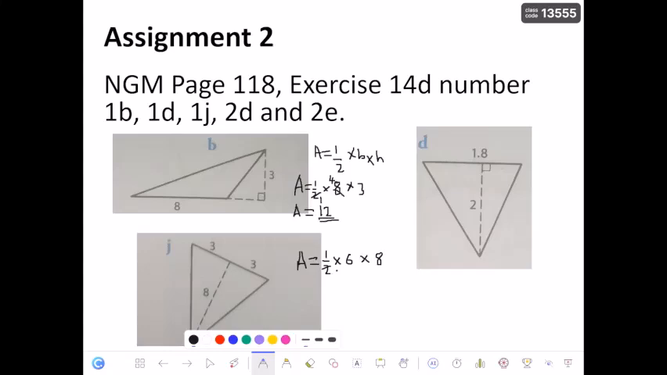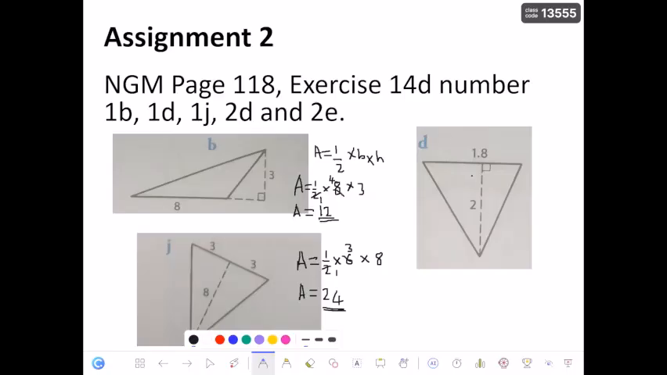When you divide 2 here, 1, 2 into 6 is 3. 3 times 8 will give us 24. So the answer to this second question is 24. So take note of this.